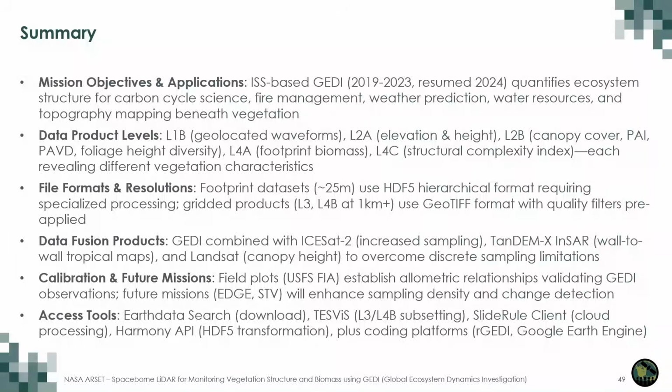Finally, you learned about access tools. Earthdata Search provides downloads with spatial temporal filtering. TESViS offers subsetting for Level 3 and Level 4B products. SlideRule client enables cloud-based processing. Harmony API handles HDF5 transformation. Coding platforms like rGEDI and Google Earth Engine provide custom analysis capabilities. Matching the right tool to your workflow is key to working efficiently with GEDI data.